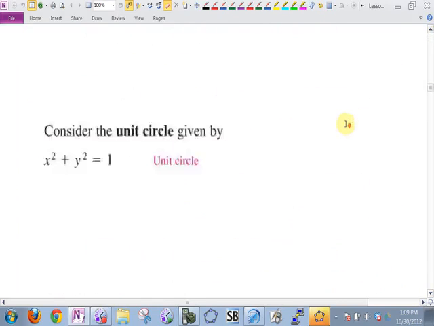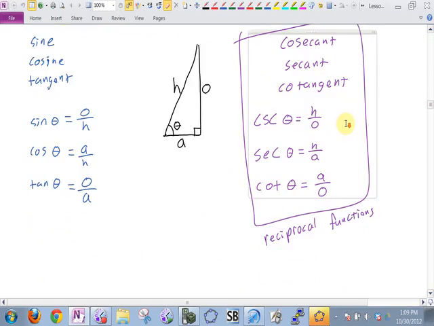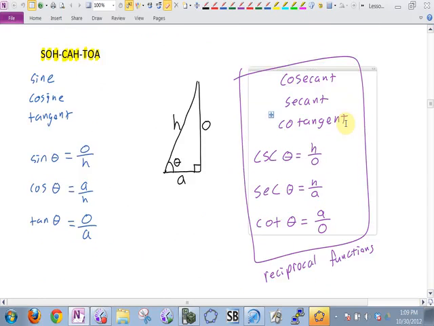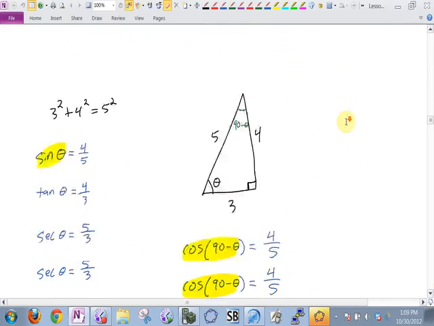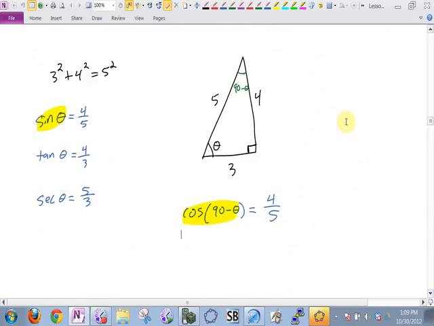So, where did we leave off yesterday? We learned the 6 trig functions, the difference between the inverses. We started answering some questions. Great. Is this where we left off?